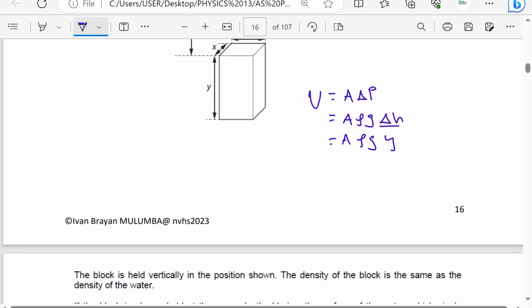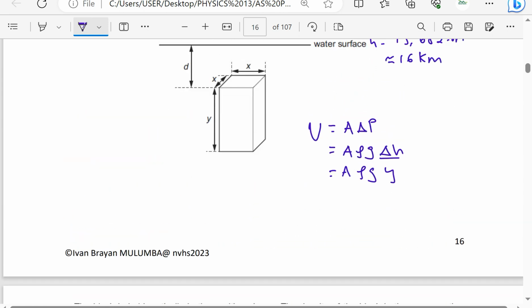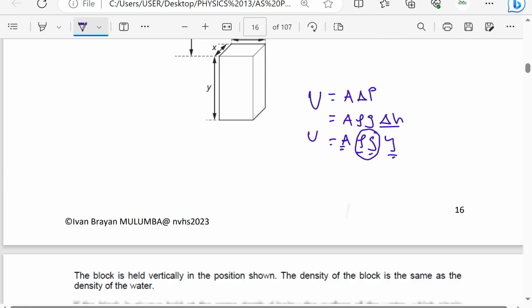The question is, which single change would increase the magnitude of the upthrust force? You notice that the upthrust is not depending on D. It is actually depending on the cross-sectional area and y. Density and g are constants, so these will not be changed. So we just look at the cross-sectional area and y. One of them should be changing. So let's see the alternatives.